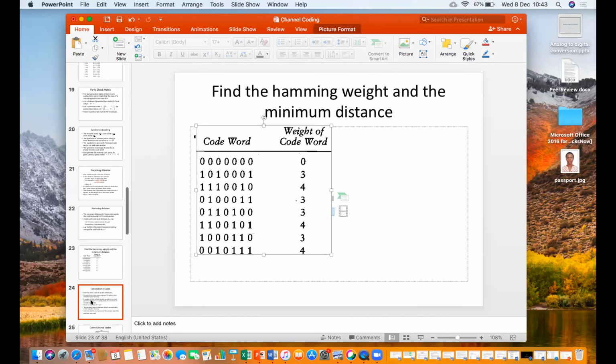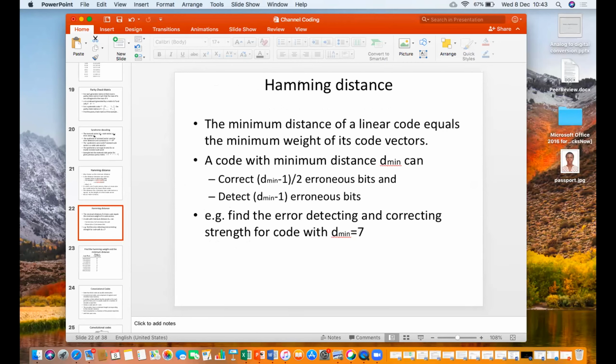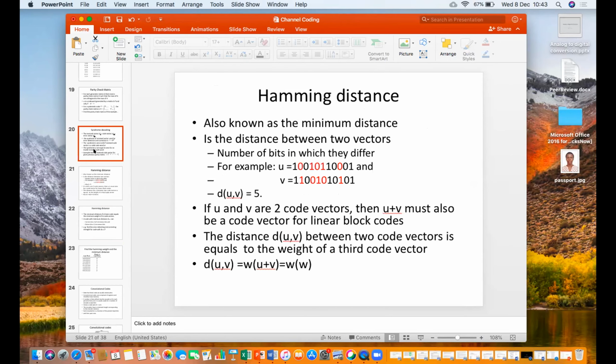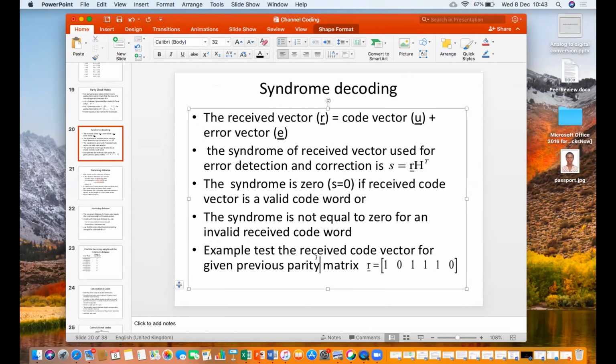Okay, so I would love to stop here, but maybe since we have a bit of time, let's go back and do this example which I wanted us to do. Actually, it is the number of ones in the code word. Yes, the number of ones in the code word. Thanks, Isaac. So since we have a little bit of time, let's go back and do this example.